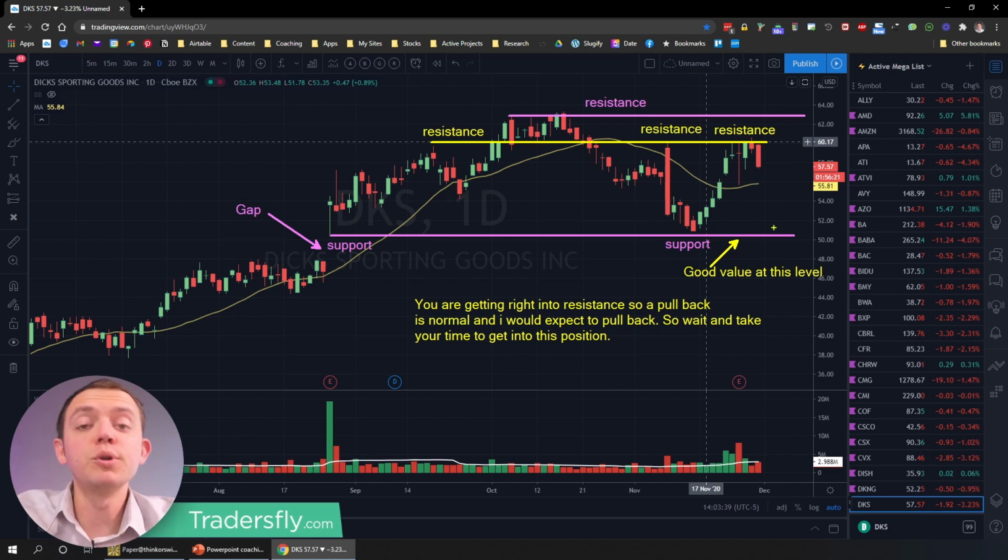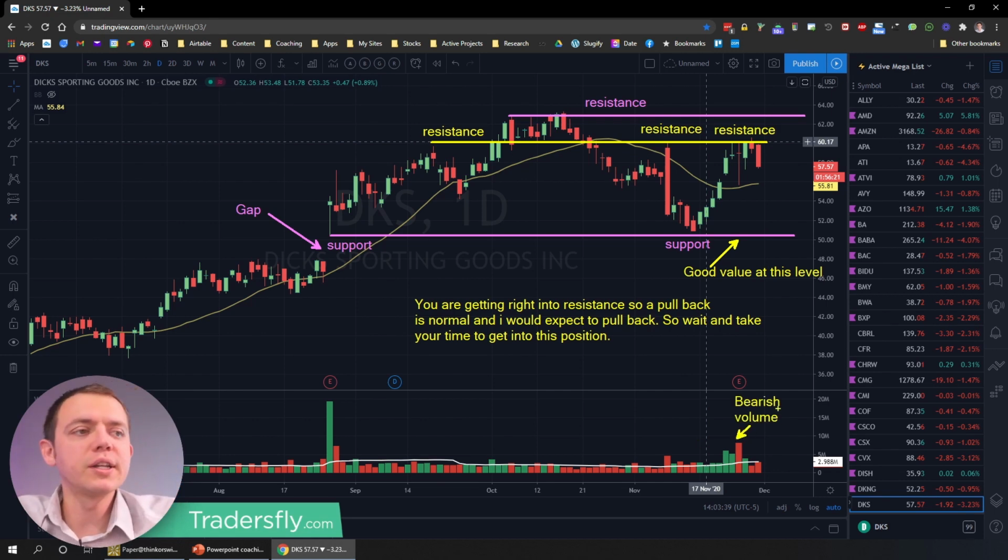Right now it's starting its move. Could you short it? Sure, but I wouldn't do it for a long period of time. Could you go long with it? Sure, but again, it's pulling back right now. You're right at resistance, and you also have some of this bearish volume kicking in.